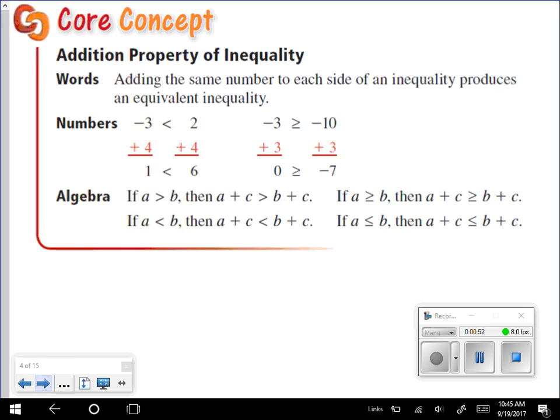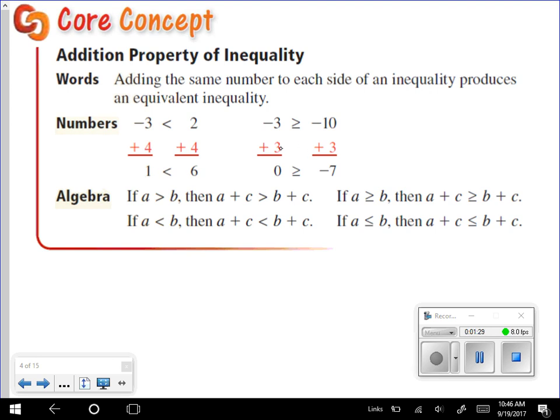So the first core concept on page 35 in your journal is the addition property of inequality. Adding the same number to each side of an inequality produces an equivalent inequality, very similar to the addition property of equality that we talked about with equations. Again, you don't necessarily have to write this down, it's in your journal, but if -3 is less than 2, if I add 4 to both sides, it's still going to be true because I've kept it balanced, so 1 is less than 6.